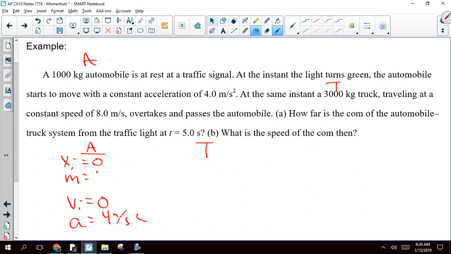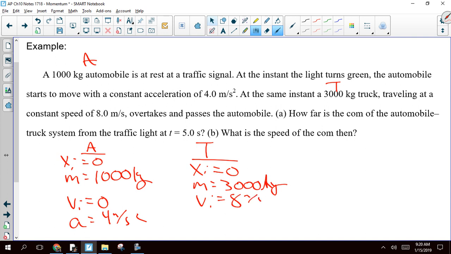Mass of the automobile was 1,000 kilograms. All right, over here, the truck. It's got a starting position of 0, right? Because at the same instant, the 3,000 kilogram truck traveling at a constant speed of 8 meters a second overtakes and passes the automobile. So the mass of the truck is 3,000 kilograms. It's got an initial velocity of 8 meters a second and an acceleration of 0.